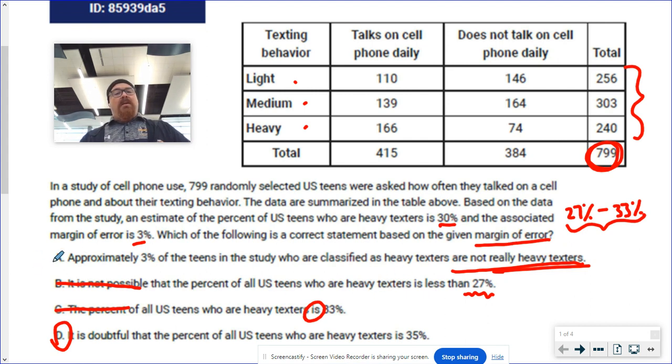Okay. So again, incorrect. So when you talk about margin of error, we're talking about a range of values on either side of the number where we expect that data to fall.